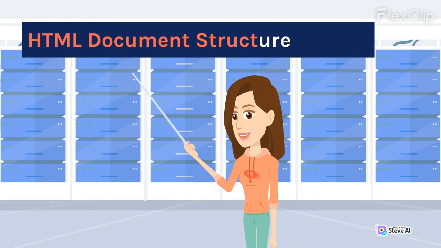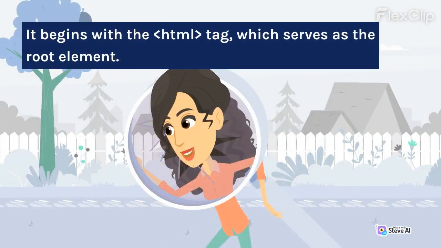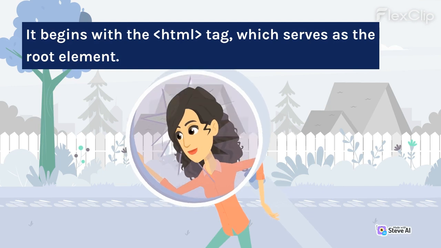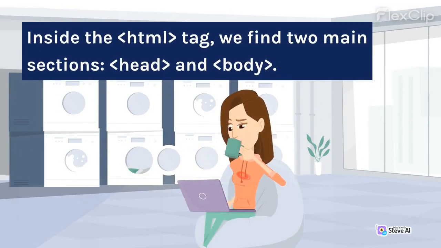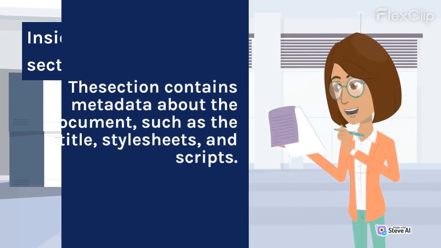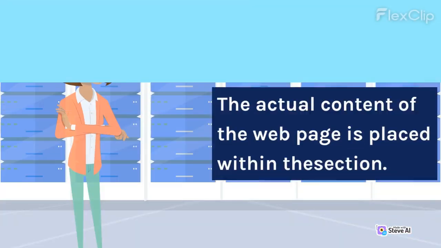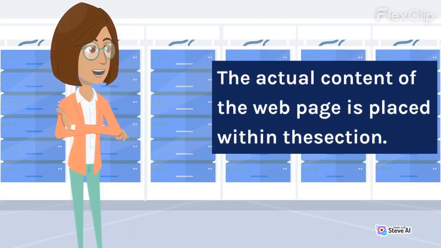HTML document structure. An HTML document is structured using several essential tags. It begins with the <html> tag, which serves as the root element. Inside the <html> tag, we find two main sections, a <head> and a <body>. The <head> section contains metadata about the document, such as the page title, style sheets, and scripts. The actual content of the web page is placed within the <body> section.